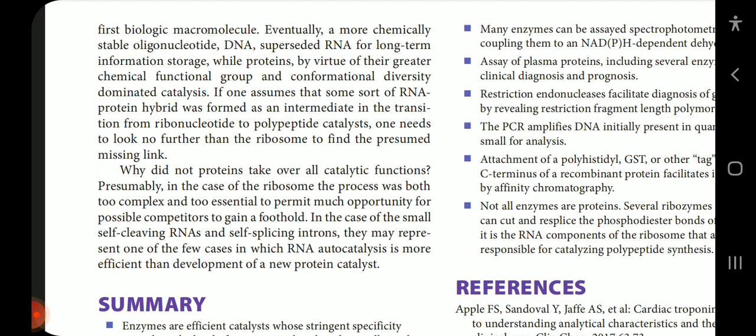Why did not protein take over all the catalytic function? Presumably, in the case of the ribosome, the process was both too complex and too essential to permit much opportunity for possible competitors to gain a foothold. In the case of small self-cleaving RNAs and self-splicing introns, they may represent one of the few cases in which RNA autocatalysis is more efficient than development of a new protein catalyst.